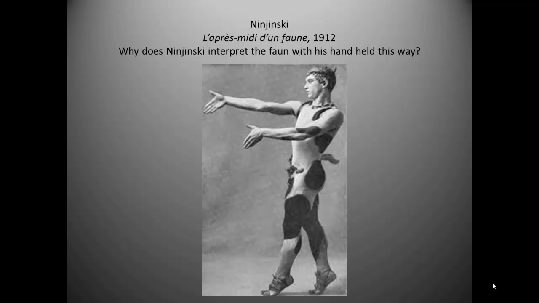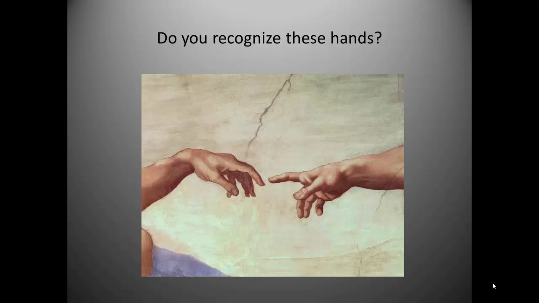Nijinsky holds his four fingers together to suggest the front hooves, but look again at his hands and note the thumbs. In his portrayal of the faun, Nijinsky uses his thumbs to scream to the young women and to the audience, I am human. Do you recognize these hands? Do you see any differences between them?